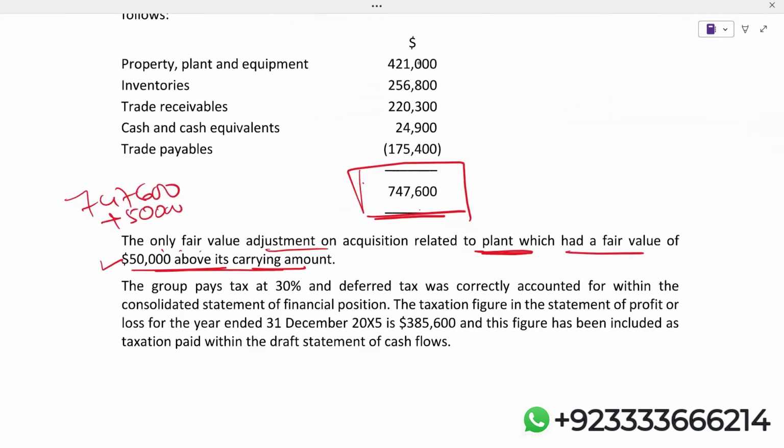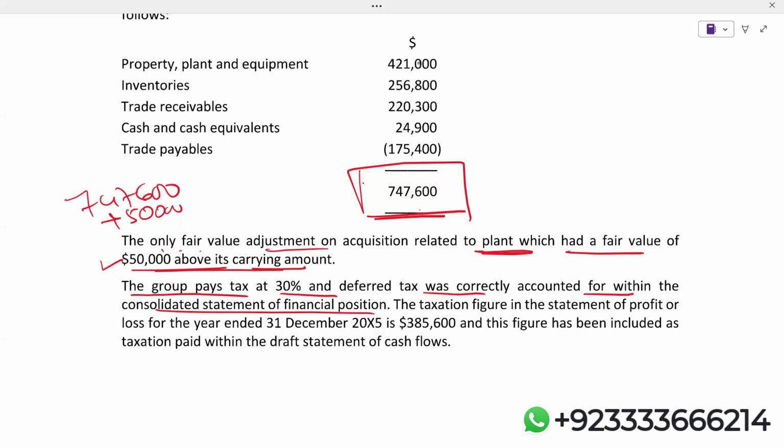Fair value adjustment. The group pays tax at 30% and deferred tax was correctly accounted for within the consolidated statement of financial position. Now stop. If there is a fair value adjustment upward, we can see that there is a rise in the value of plant. So due to this fair value adjustment, a deferred tax liability will also arise at acquisition, and that deferred tax liability will also work as a fair value adjustment.